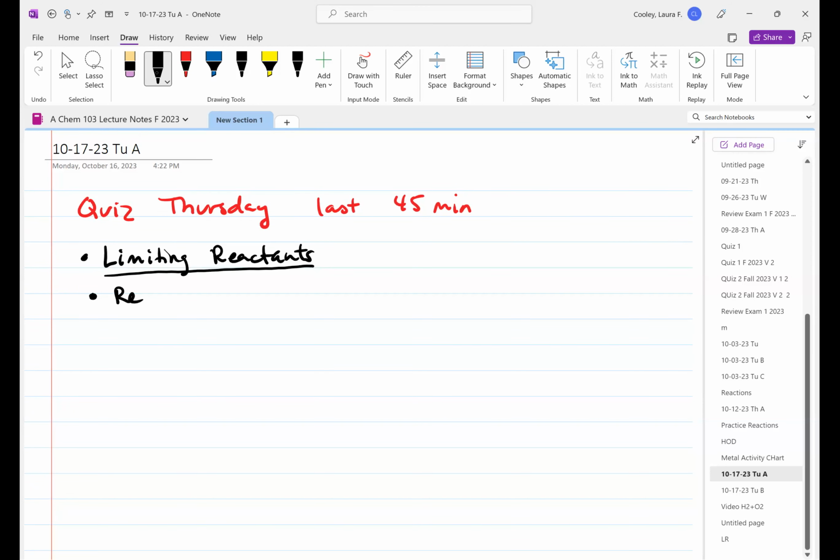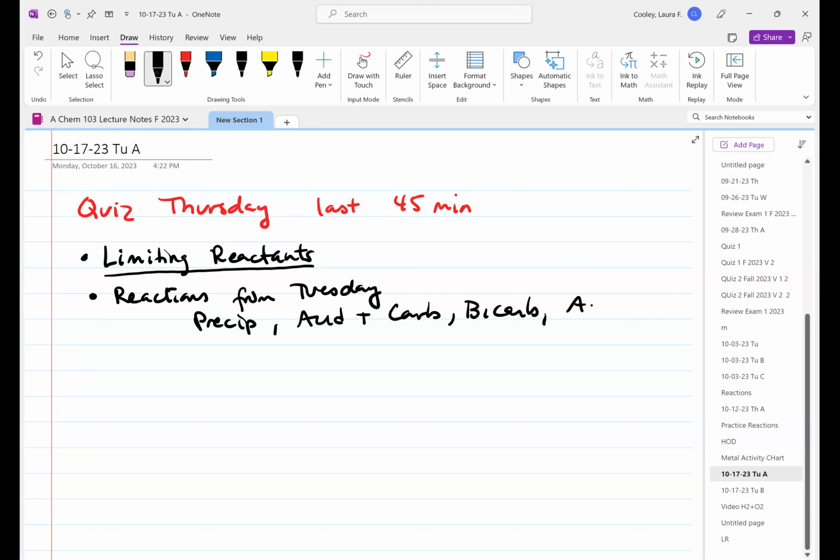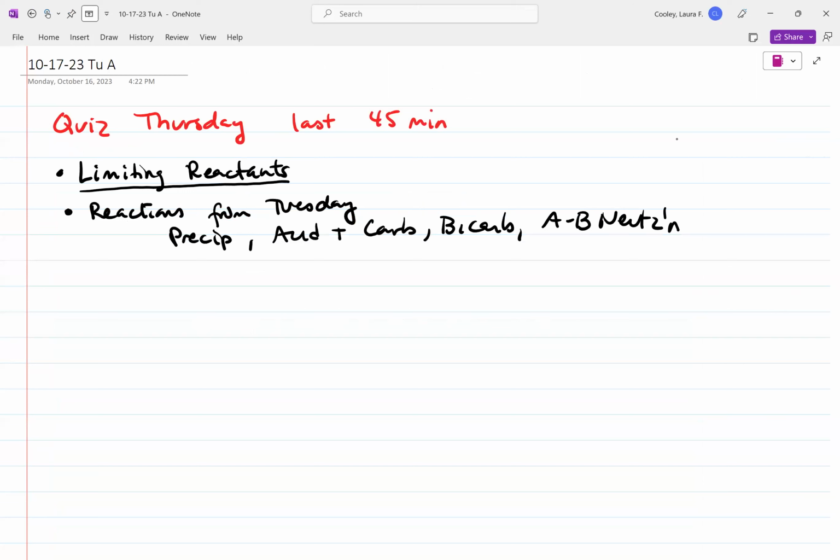Also, the reactions from Tuesday, you know, we had the precipitation, we had the acid plus carbonate or bicarbonate, and acid-base neutralization. You need to be able to write the products and, of course, balance and everything, and know what type of reaction it is. The reactions we're doing today are not on the quiz, so you don't have to worry about that.